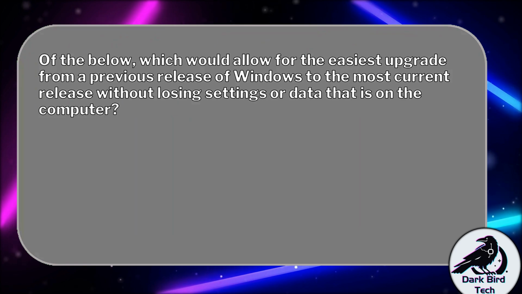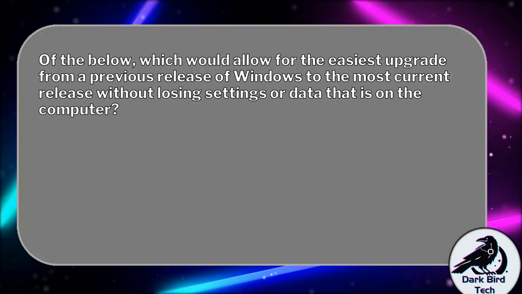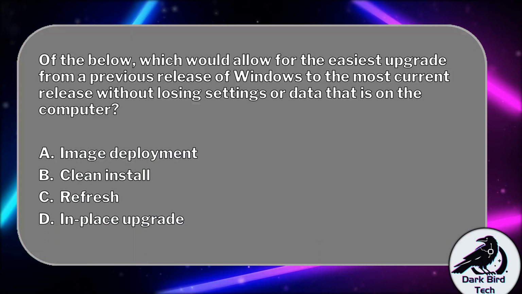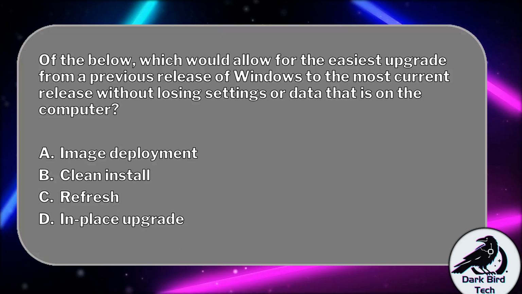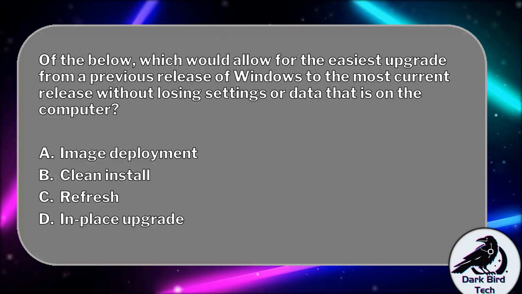Of the below, which would allow for the easiest upgrade from a previous release of Windows to the most current release without losing settings or data that is on the computer? So this question, we definitely need to see the options. We can't try and make a best guess. So option A is an image deployment. Option B is a clean install. Option C is a refresh. And option D is an in-place upgrade.